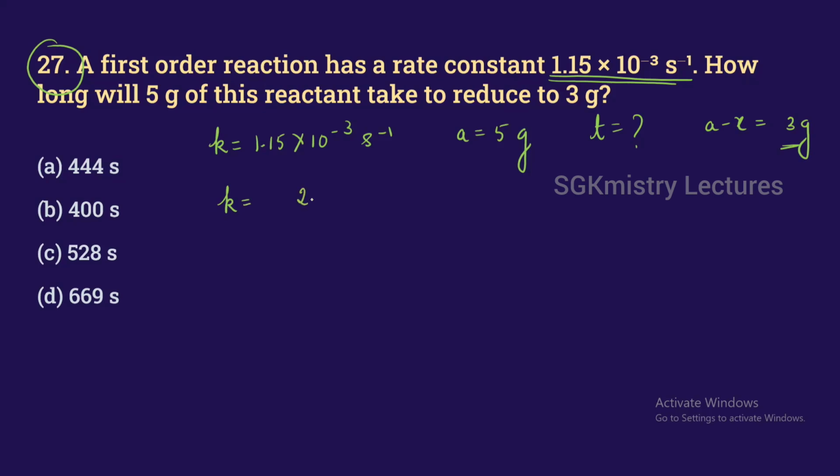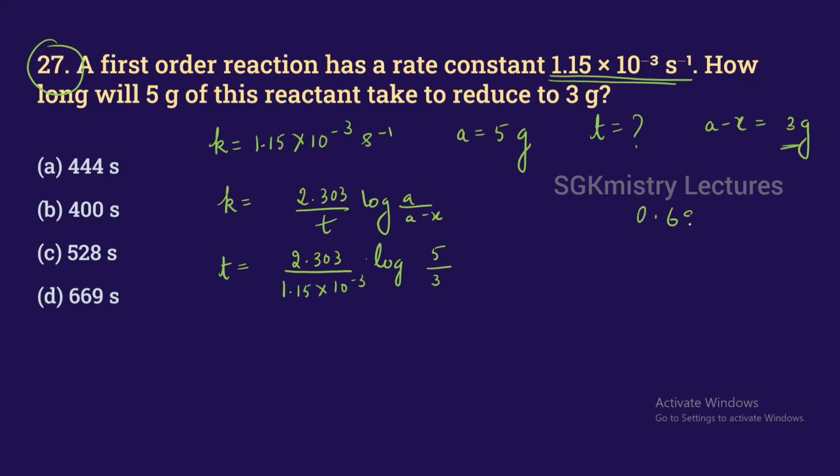K is equal to 2.303 by T log of A by A minus X. Now K is given, T is asked. So do the rearrangement. T is equal to 2.303 by the K value, 1.15 into 10 to the power of minus 3, log of 5 by 3, right? So now again, you need to remember, as I already told, log 5 and log 3. So log 5 minus log 3 we are going to do.